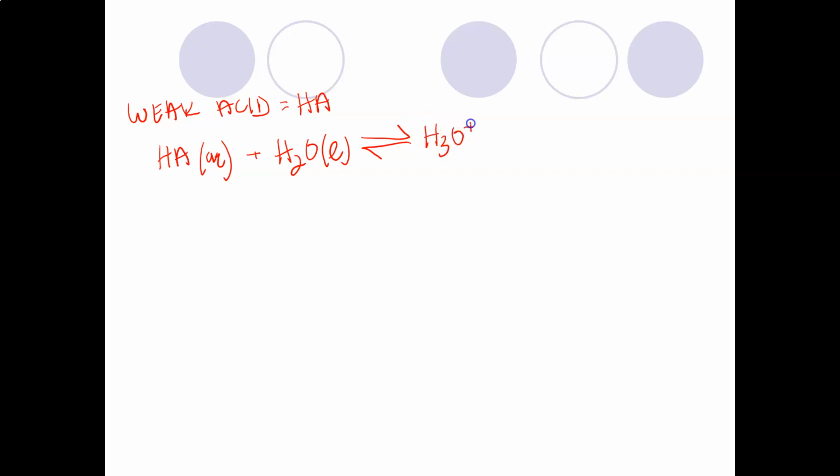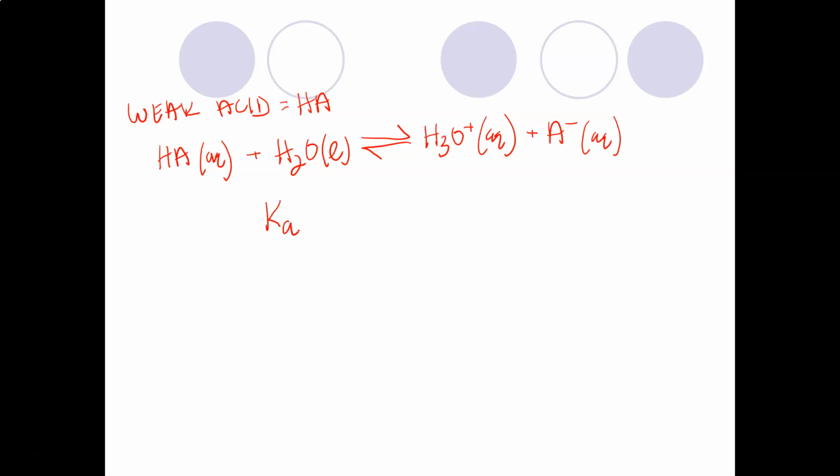That proton is going to go to water to make H3O+, and HA, after it donates its proton, what we have left is A-. So this equilibrium equation isn't really rocket surgery. It's HA behaving like an acid and water behaving like a base. So since this goes to equilibrium, we can have an equilibrium constant expression.